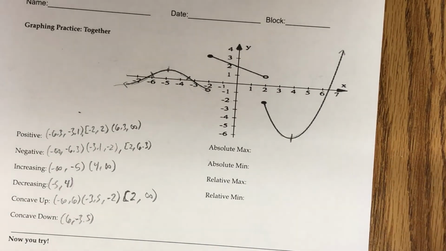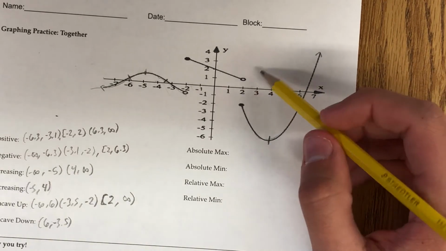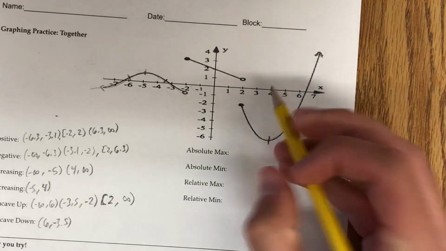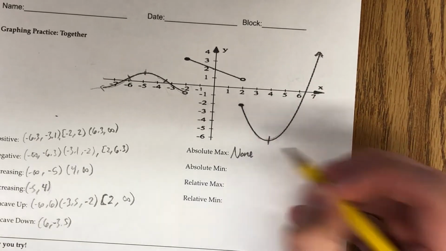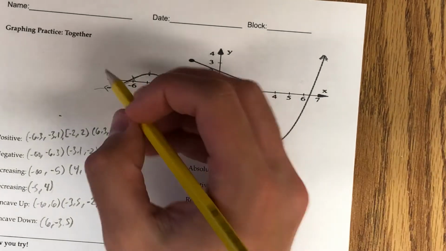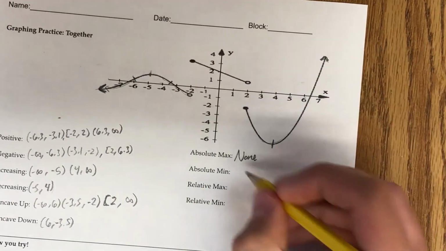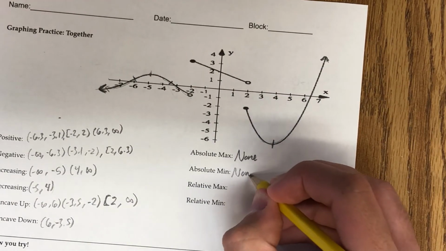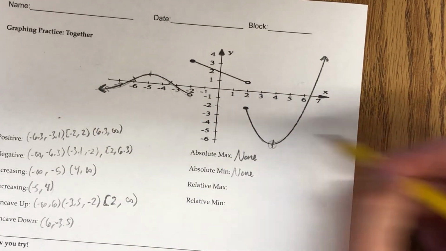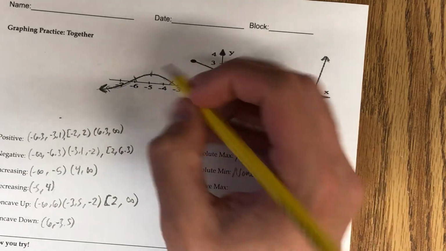Okay. Absolute max. So as I look at this function, it is going up forever on the right, so we can't have an absolute max because it's approaching infinity. In terms of an absolute min, it looks like down here it's going down forever. If that's the case, then we don't have an absolute min. If it were to level off, it is a little hard to tell, then this point would be our absolute min.